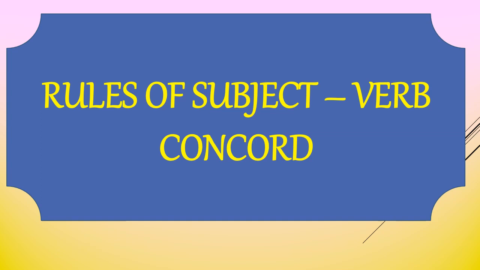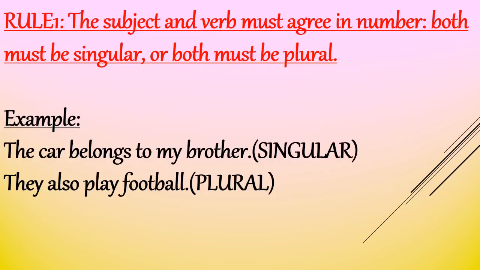Rules of subject verb concord. So now let us move to the rules of subject verb concord that we must keep in our mind while we talk about subject verb agreement. Let us begin with the first rule. Rule 1. The subject and verb must agree in number. Both must be singular or both must be plural.